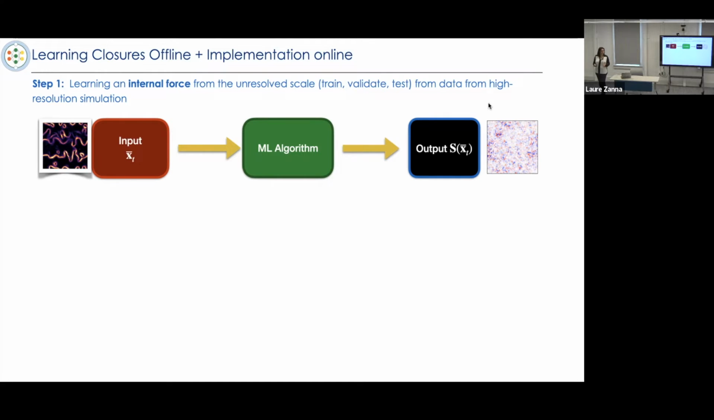When I get that forcing, now I need to make sure that if I put it on the right-hand side of a climate model input, for us it's PyQG, run at a coarser resolution, it should improve the model, right? So that's the goal.